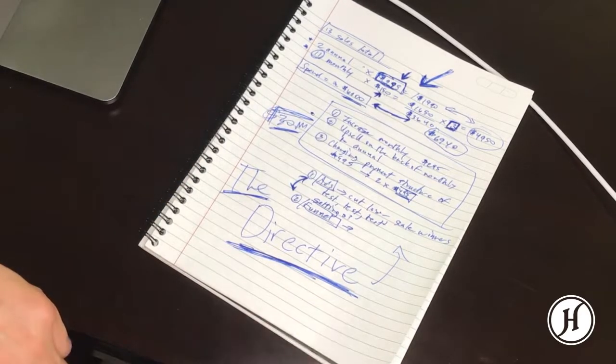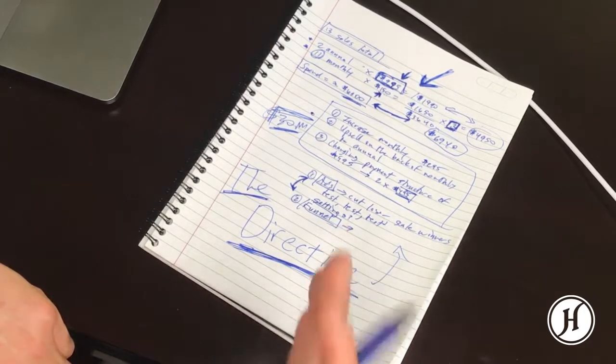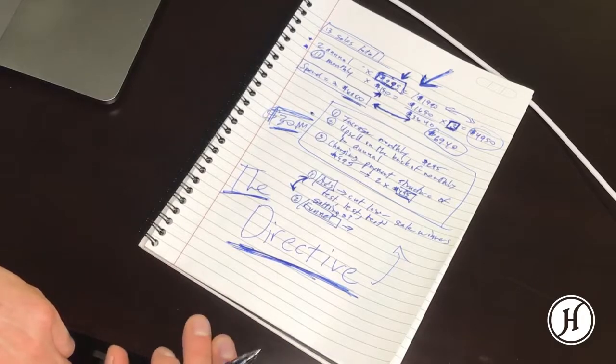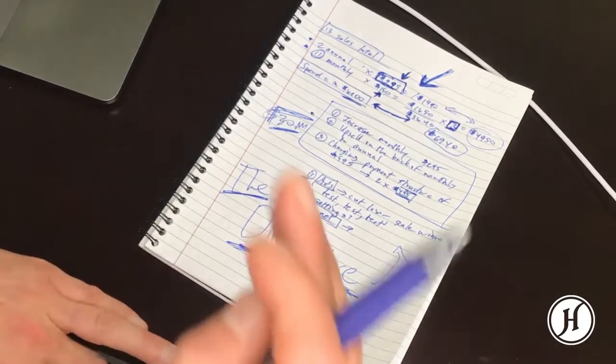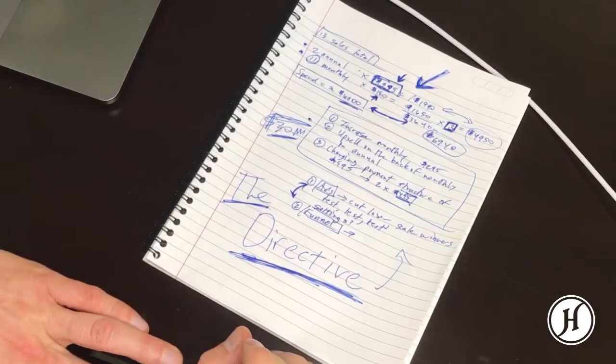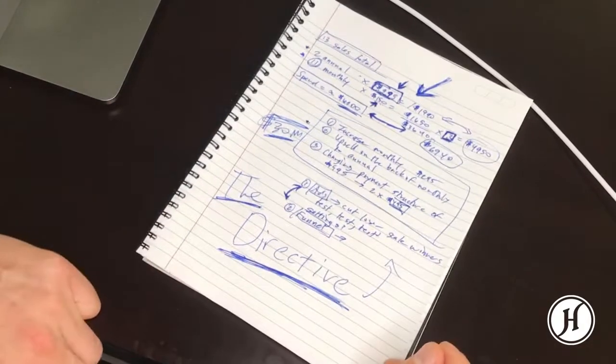It's for the entrepreneur. It's for the media buyer. It's for the agency owner that wants clarity, focus, and direction from people that have done this already. We've been there, we've done that. We have all of the t-shirts. In fact, if you join The Directive, I'll give you a t-shirt.